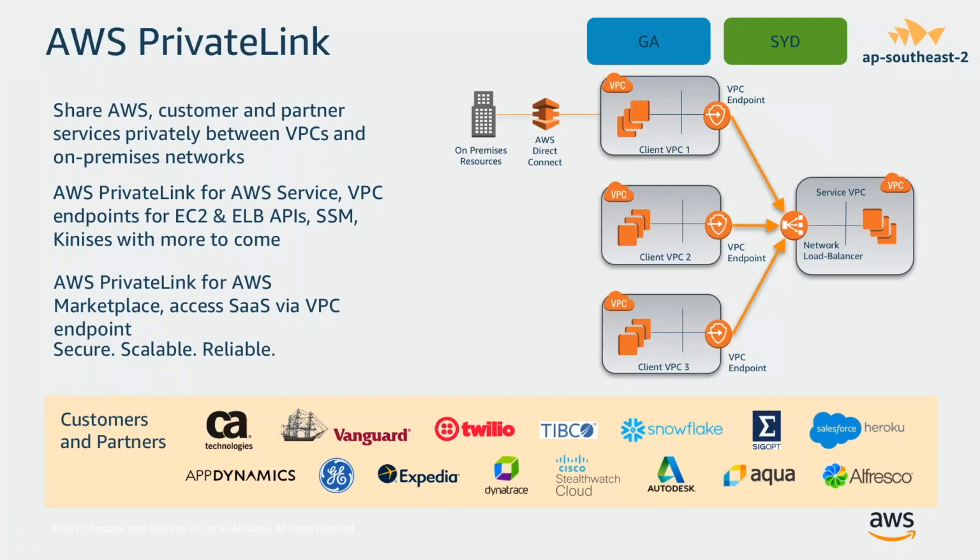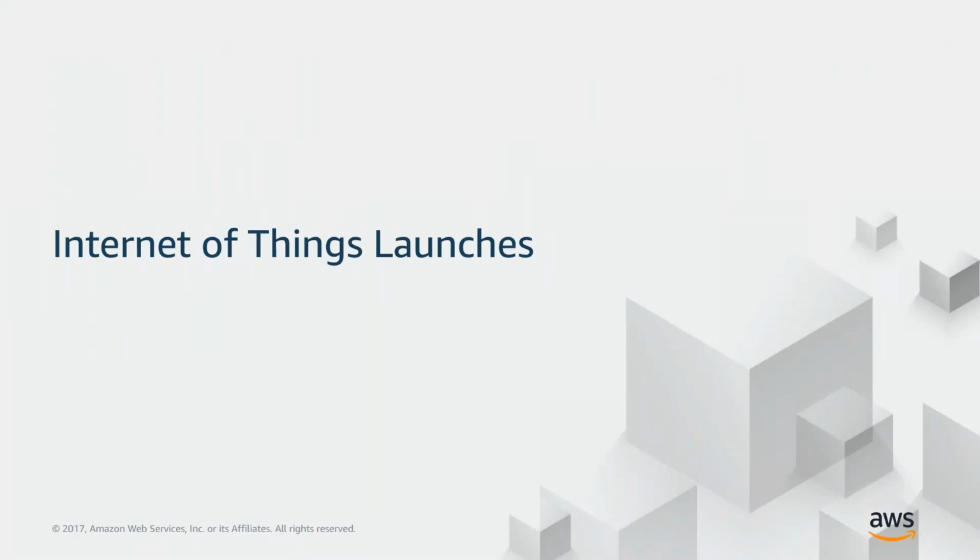Also, if you want to talk to public AWS services like the EC2 and ELB APIs, Systems Manager, Kinesis, with more to come, you can use PrivateLink for that. And also our partners are using PrivateLink extensively. So you can talk to things like Heroku, Aqua, and different providers like Snowflake over PrivateLink without having to have your VPC exposed to the internet.